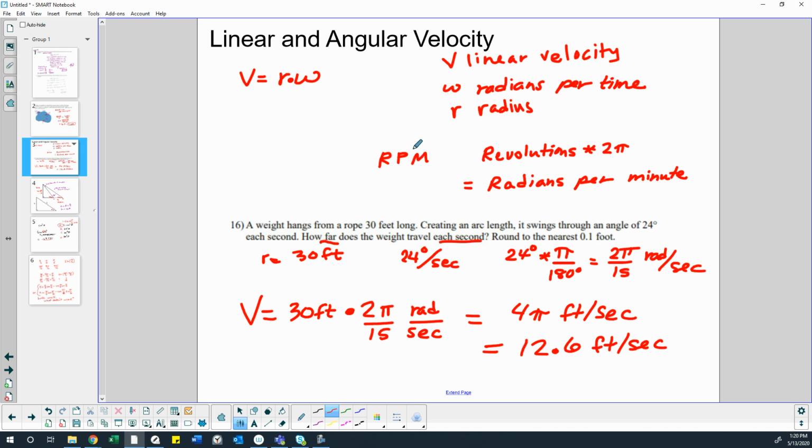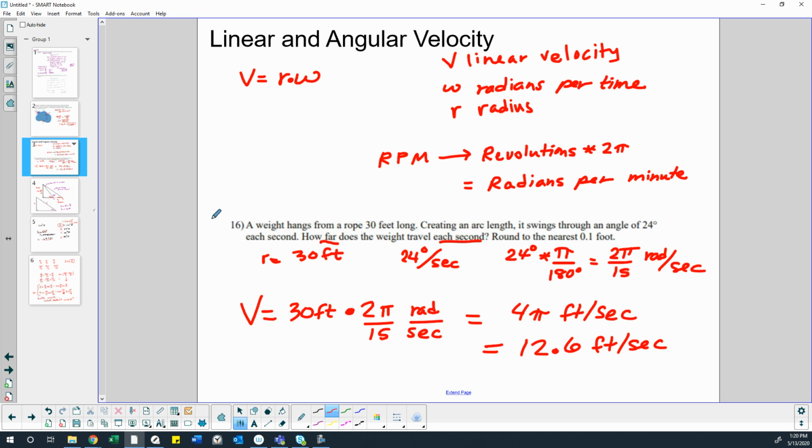Okay, often we are given the angular velocity instead of in omega in a revolutions per minute type of form. So to convert that, we change our revolutions per minute to radians per minute by just taking the number of revolutions per minute times 2 pi. And then we'll have that in radians per minute.